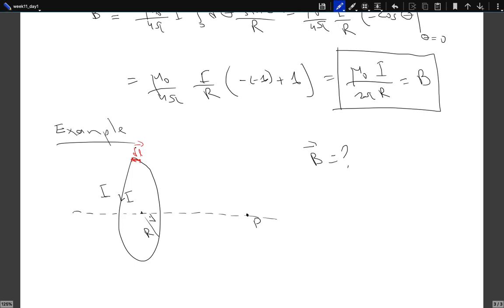DL is pointing towards you. This is my R vector. DL, your palm pointing in the direction of R, and your thumb is in the direction of B. B is pointing in this direction. So let me just draw this a straight line. This will be the direction of dB, and this is 90 degrees. Do you agree with this direction, everyone?